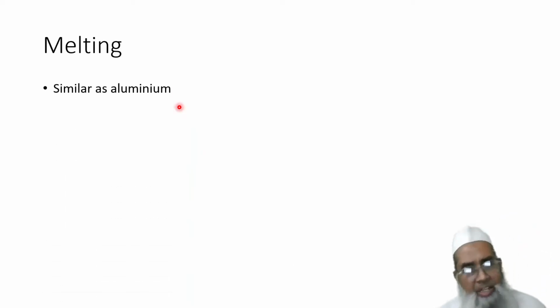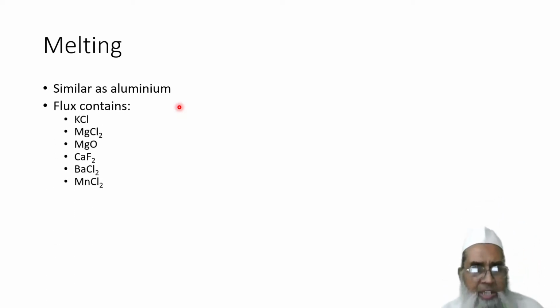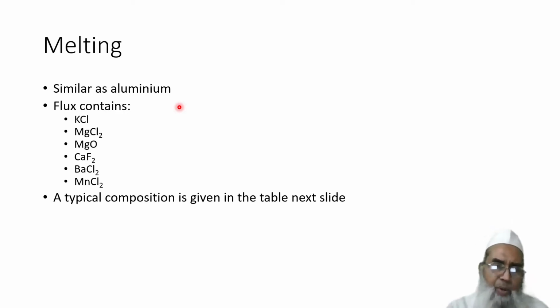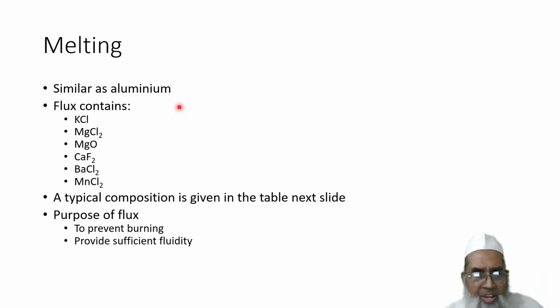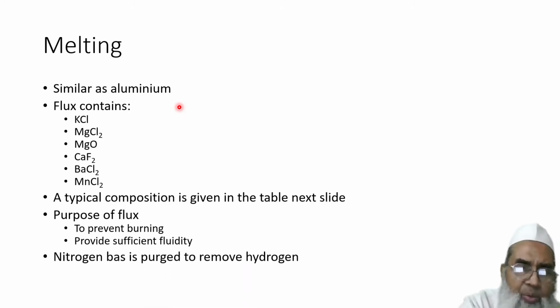Now, the molten temperature is very close to that of aluminium, and therefore similarly we can use these fluxes: potassium chloride, magnesium chloride, magnesium oxide, calcium fluoride, barium chloride, manganese chloride. These are the fluxes. They may react and form slag, and that can be skimmed off. A typical composition is given in the table over here. Now, the purpose of flux is to prevent burning and provide sufficient fluidity, because the density is low, and therefore it needs sufficient fluidity. By using all these fluxes, we can enhance fluidity and fill each and every corner.